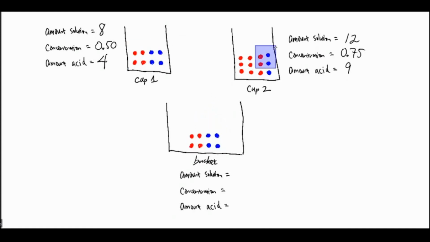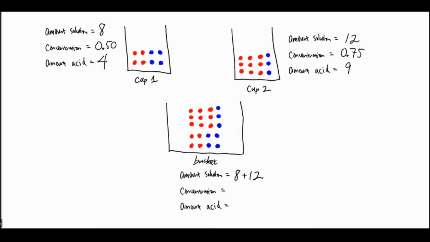Finally, we took the contents of the first cup and we dumped it into the bucket. We took the contents of the second cup and we dumped it into the bucket as well. Now, the amount solution here is 8 plus 12, right? How much total liquid should be in the bucket? We could have simplified this to 20, but for now, I think it's much nicer to just write 8 plus 12.